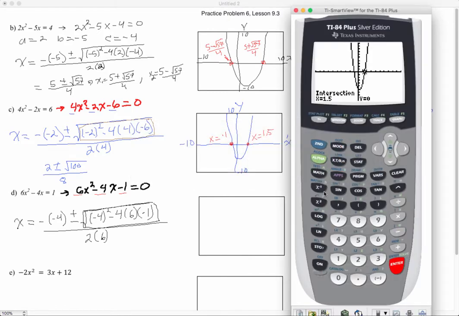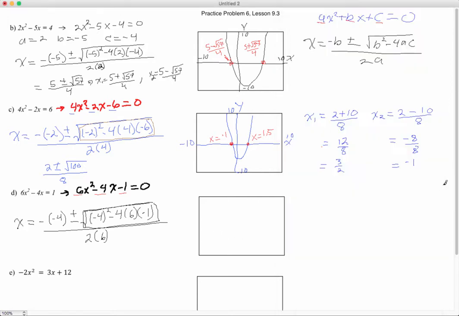Let's get over to the calculator here. Second, quit. Clear it out, and we're going to put in parentheses negative 4 close parentheses squared, subtract 4 parentheses 6 close parentheses, open parentheses negative 1 close parentheses, and we get back 40. So now that tells us that what's under the radical, the discriminant, is going to be the square root of 40.